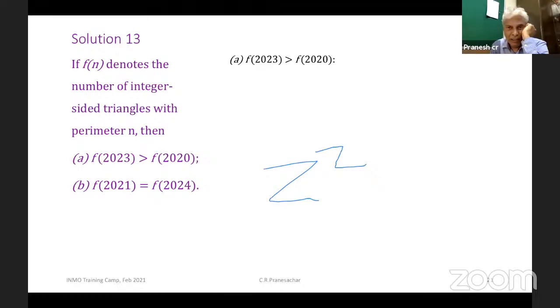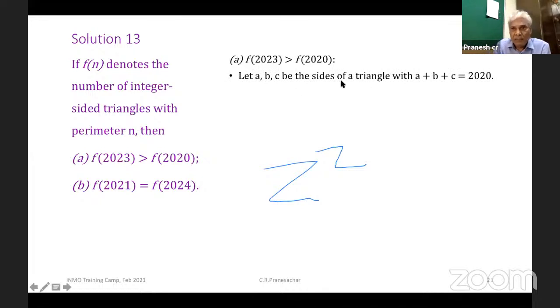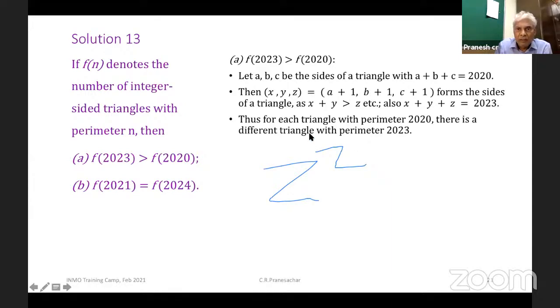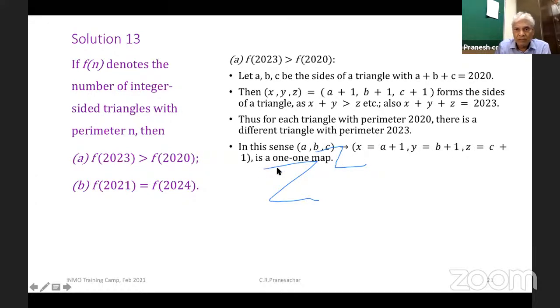Well, you're talking about the recurrence relation. Yes. Okay, sir, let me complete my proof. Let A, B, C be the sides of a triangle with A plus B plus C equal to 2020. Then, as somebody pointed out, A plus 1, B plus 1, C plus 1, call it X, Y, Z, also forms the sides of a triangle, because X plus Y is greater than Z since A plus B is greater than C. So the sum of any two sides will be greater than the third side. Therefore, for each triangle with perimeter 2020, there is a different triangle with perimeter 2023. So this map, A, B, C going to A plus 1, B plus 1, C plus 1, is a one-one map.